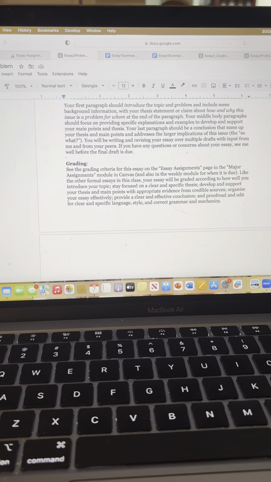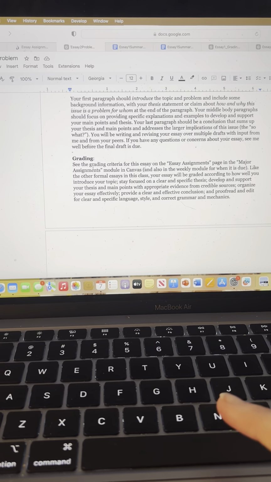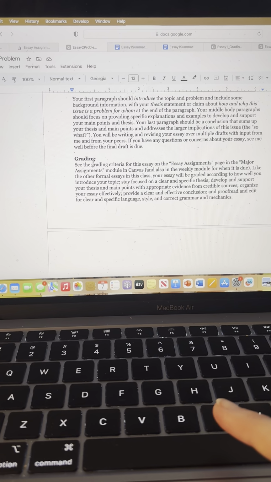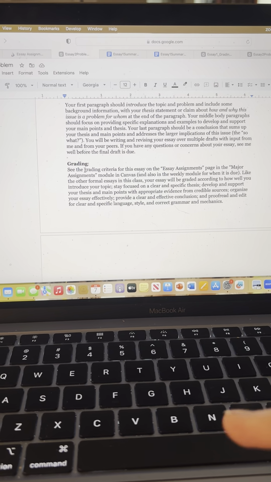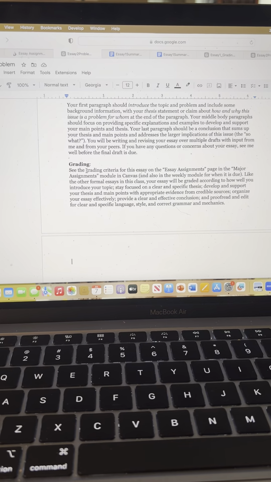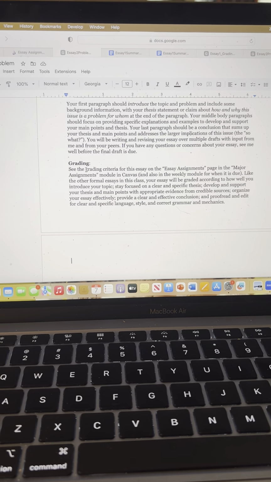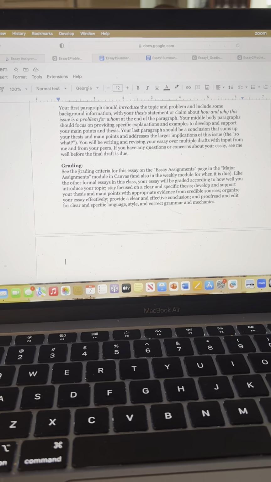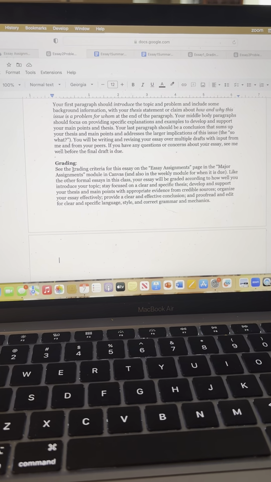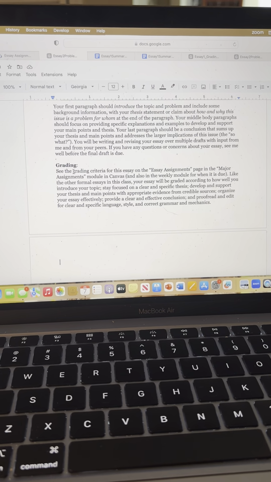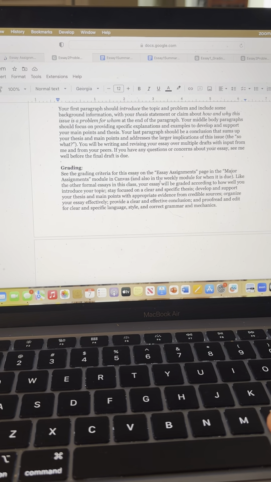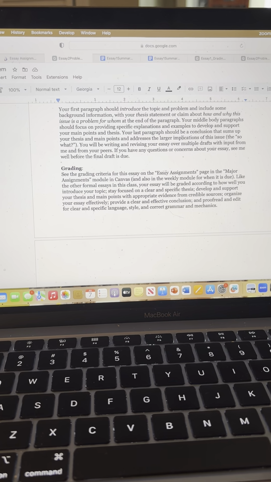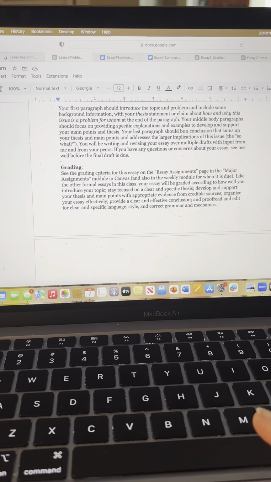Grading. For essay number 2, I pointed out when I first got on this video that there is a grading rubric. Please look at that, review it. I like to look at it before I start writing a paper so I know what is expected of me. And then I come back to it multiple times, especially in the revision stages, to see, okay, did I do this correctly? So see the grading module for the essays under essay assignments and major assignments.